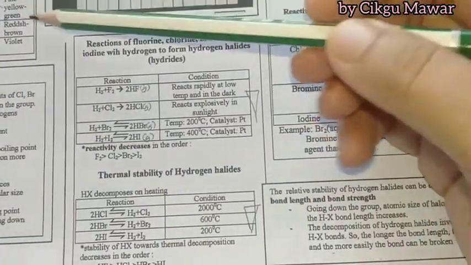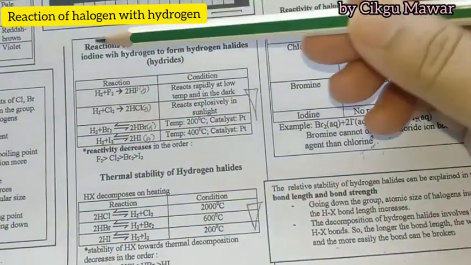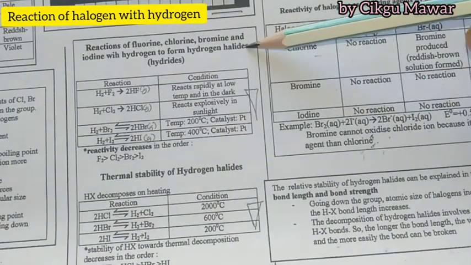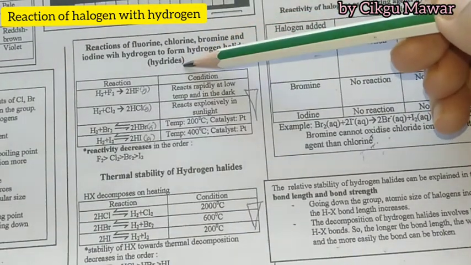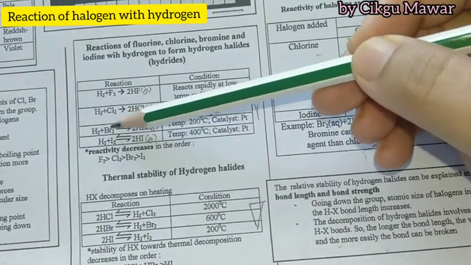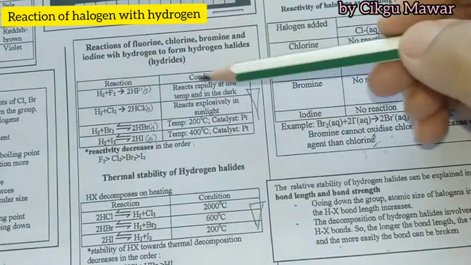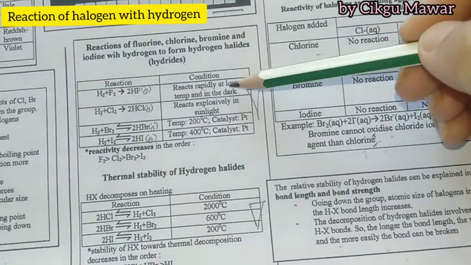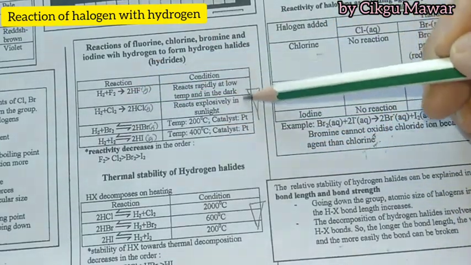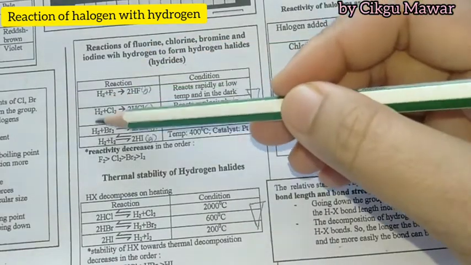So here is the reaction of fluorine, chlorine, bromine and iodine with hydrogen to form hydrogen halides, which are also called hydrides. All the halogens here react with hydrogen gas. What is the product formed when it reacts? Here is the reactivity when going down group 17 towards hydrogen gas.